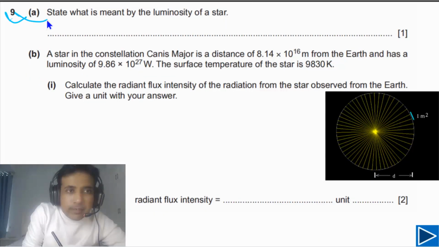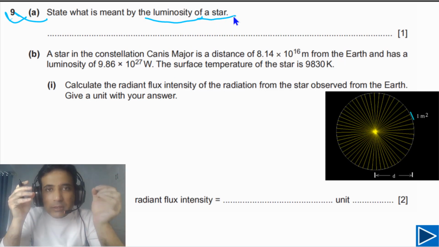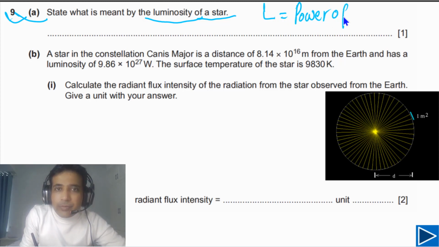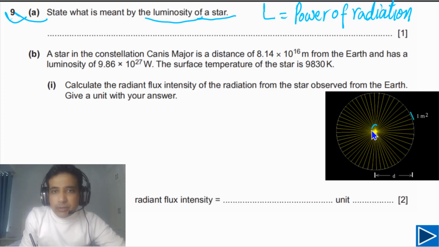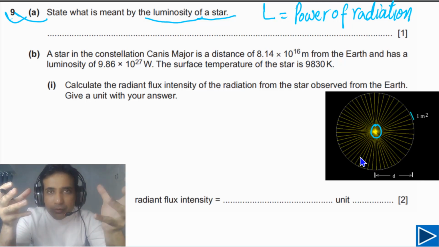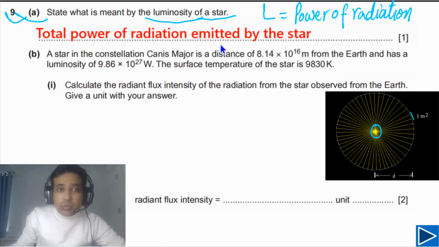For question number 9, part A, we need to state what is meant by the luminosity of a star. The luminosity of a star is the total amount of energy radiated by a star per second. Or simply we can say luminosity is equal to the power of radiation, the total power of radiations. If you look at this figure, here we have a beautiful star. The luminosity of the star means the total amount of energy radiated by this star per second. So simply we can say luminosity is the total power of radiations emitted by the star.